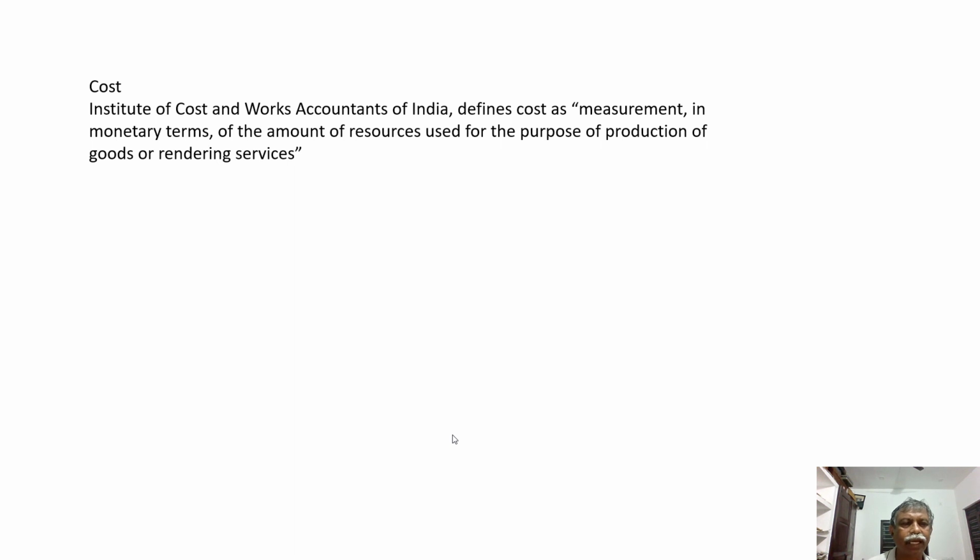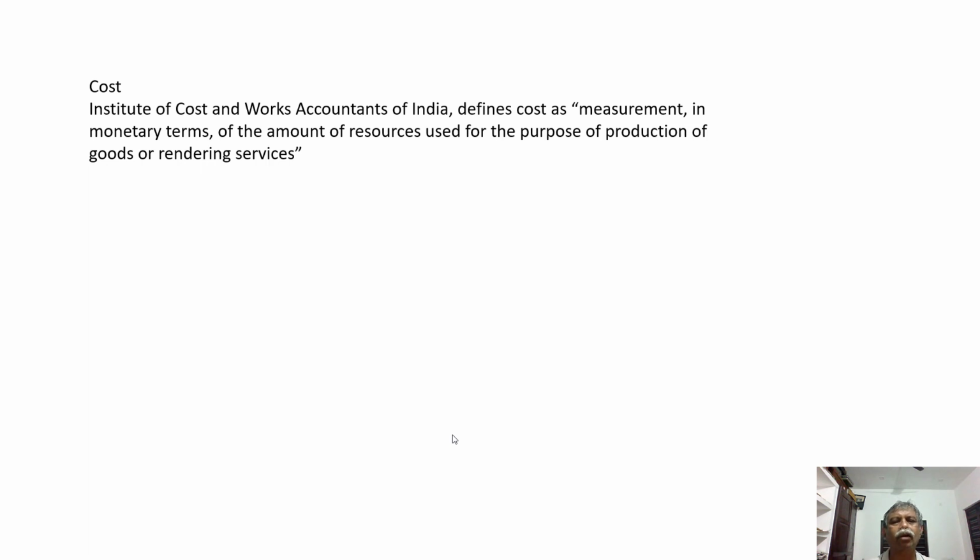So now we will look at what is a cost, and what cost accounting gives as information. We will come to that again. What is a cost? The Institute of Cost and Works Accountants of India defines cost as a measurement in monetary terms of the amount of resources used for the purpose of production of goods or rendering services. What is it? Measurement in money terms. So you have to measure something in money terms. What is that? The amount of resources used for the purpose of production of goods.